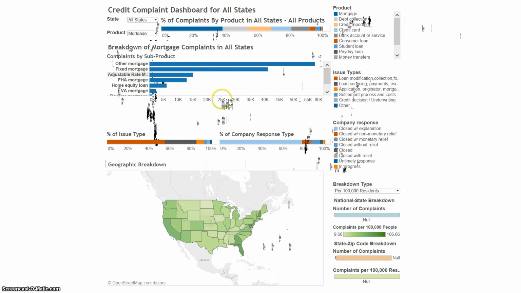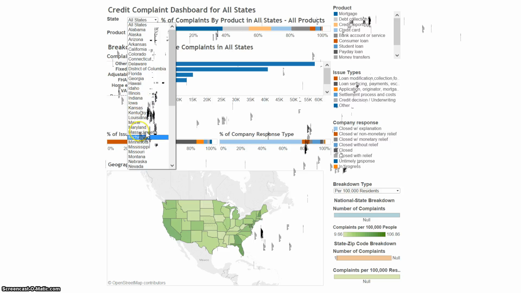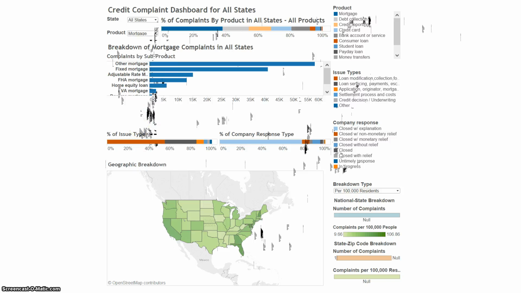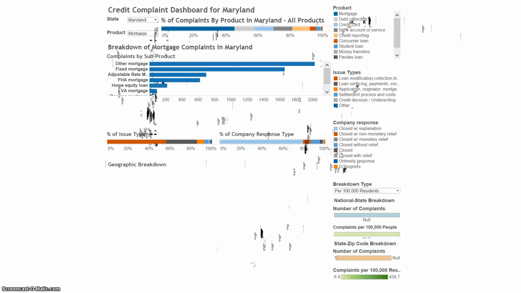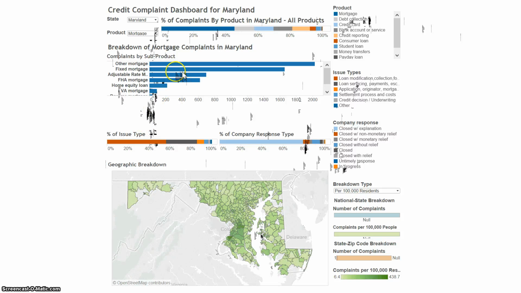Jumping back to mortgages, we can see that Maryland is one of the darkest green colors available. So we're going to go ahead and jump into Maryland and see their breakdown. We can see here that the fixed mortgage rate is much closer to the other mortgage rate than we saw across the country, but it still corresponds very much with the breakdown that we saw nationally. Additionally, this percent of issue type and percent of company response type has been updated with the Maryland values, and we see that most of those values are still very close to the national trend that we just witnessed.